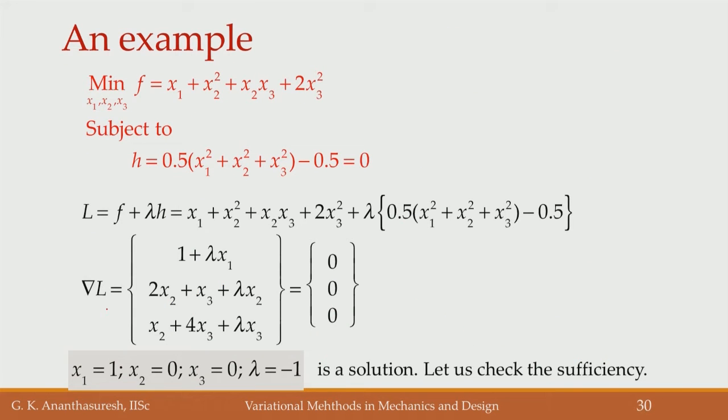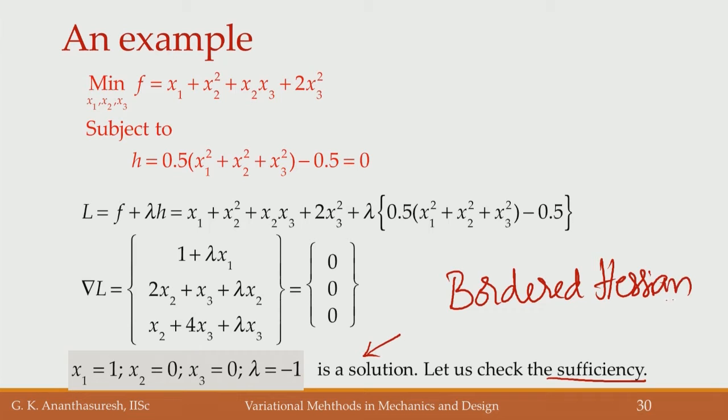Whatever I have done there is typed up here. We said that this is a solution, but it is not a solution until we check the sufficiency. So, we will check for sufficiency by writing what we call the bordered Hessian. For that, what do we need to do? We have to take the Hessian of the Lagrangian.